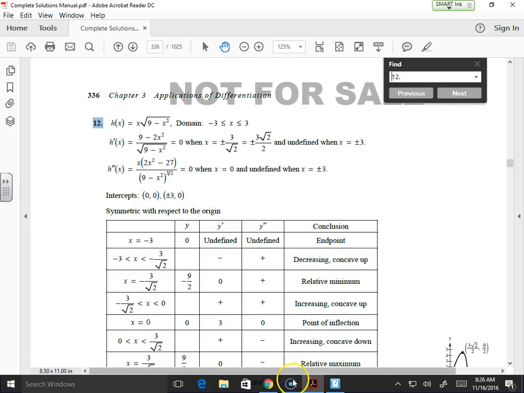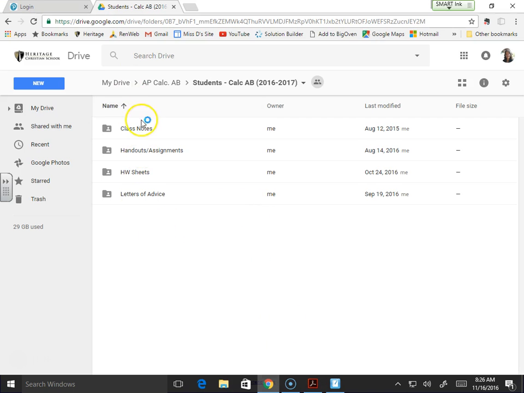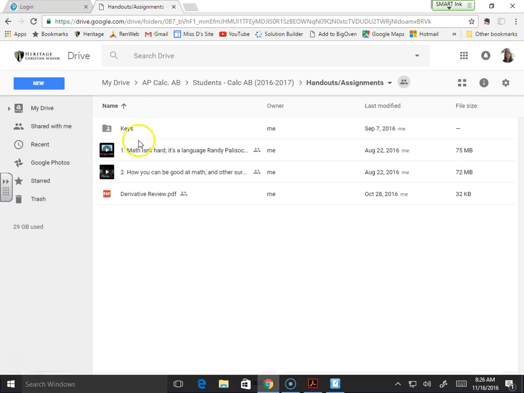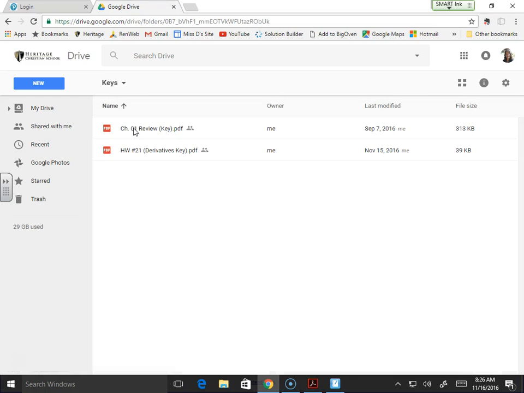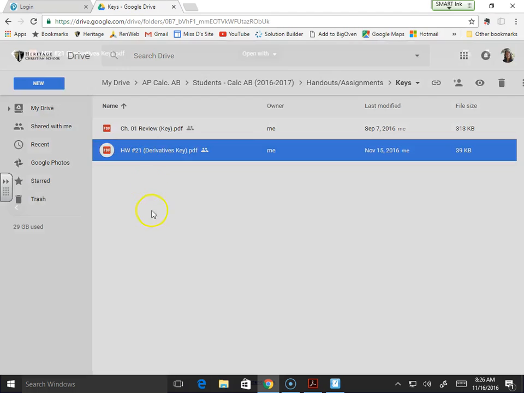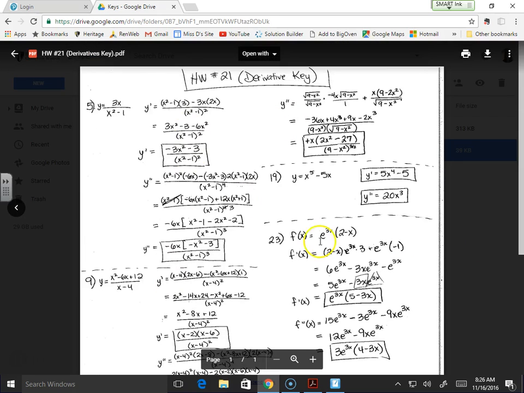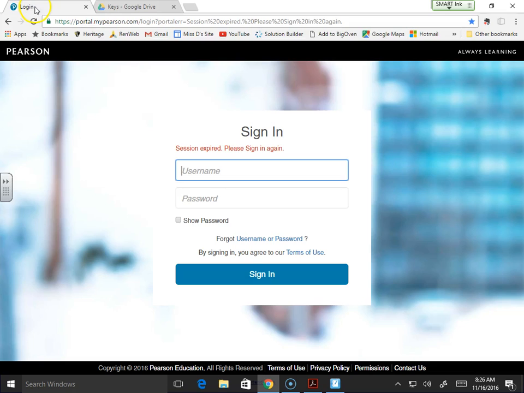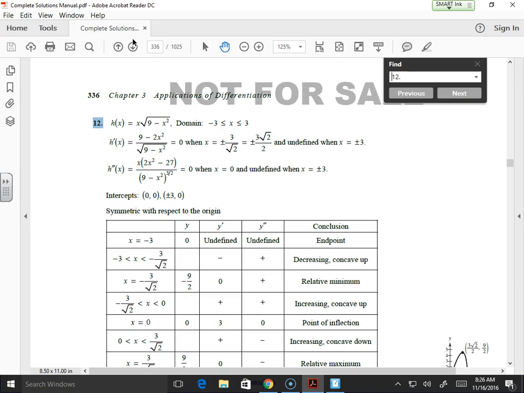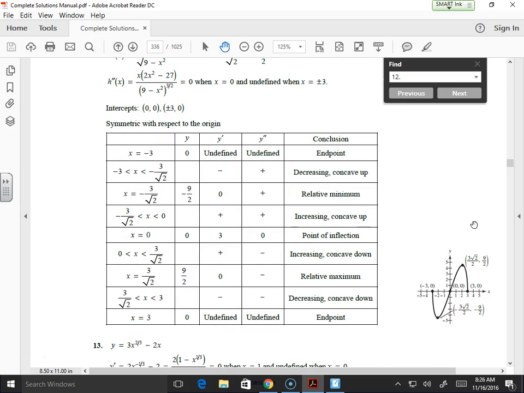Okay. Where can you find that derivative key? In our shared folder, where would you go? Handouts, assignments, then what? Keys, right? And then homework 21, just like I said it would, derivatives key. Does that show you all the first, second derivatives of the first 5? Yes. All right, here we go. Sorry. Oops, that's not what I want. There we go. Now, good thing I don't make you do this.